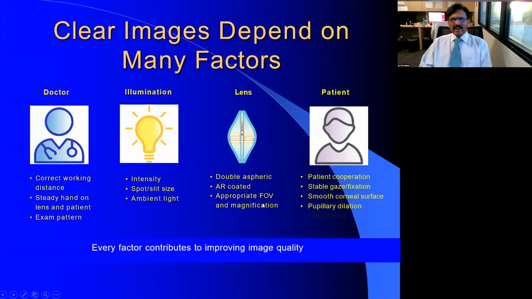The third one is obviously the lens. The higher quality it is, the better. The more aspheric it is, the better. And of course, the second part of it is the anti-reflection coating. This is the coating placed on the surface of both sides of the lens at 1/4 the wavelength, so that it neutralizes the reflections that are coming on. And lastly, the patient cooperation: the gaze and fixation, responding to the commands of the examiner. The corneal surface is also important. It cannot be dry, as that impairs the quality of the image you're getting back. And lastly, pupillary dilation we already mentioned, and of course the clear media.